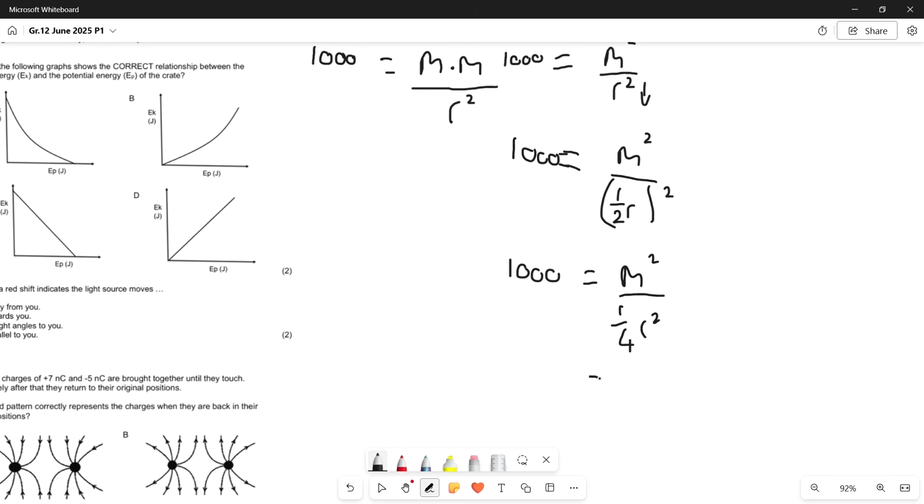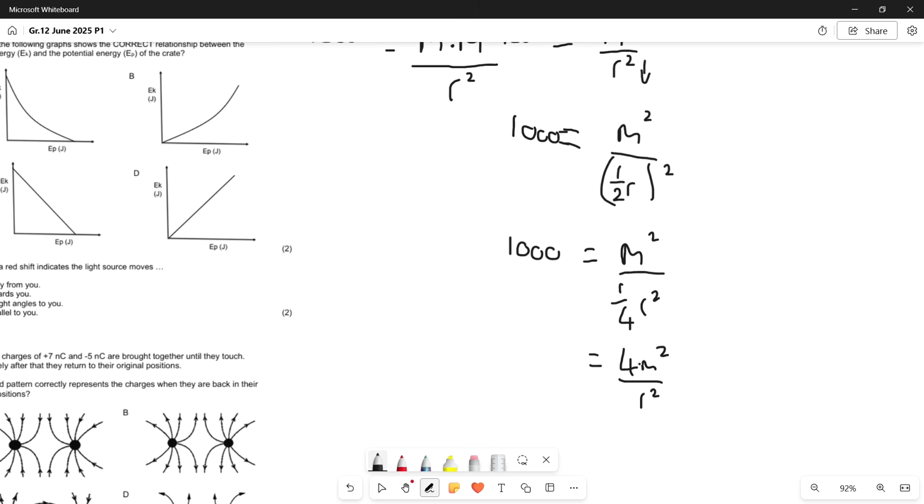Okay, once we've done this, we can go ahead and we can simplify the divided by 1 over 4, because if we tip and times this, it's like saying 4 over 1. So therefore it becomes 4m squared over r squared. If we divide by 1 over 4, it's 1 divided by 1 over 4 becomes 4. So we can check that in our calculator, or we can tip and times it, and we can see that the 4 ends up being at the top.